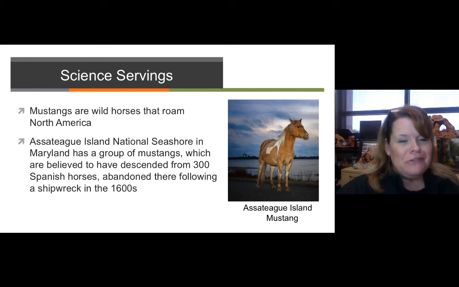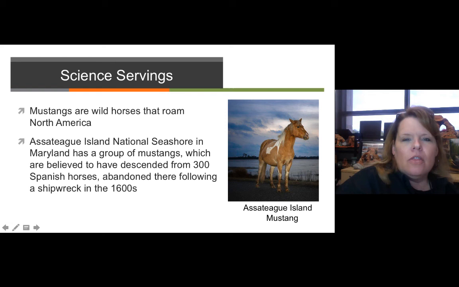Mustangs and wild horses that roam North America are also considered invasive species. There's a place where wild horses roam free at Assateague Island National Seashore in Maryland, and they have a group of mustangs which are believed to have descended from 300 Spanish horses abandoned there following a shipwreck in the 1600s. Kind of a cool place to visit.